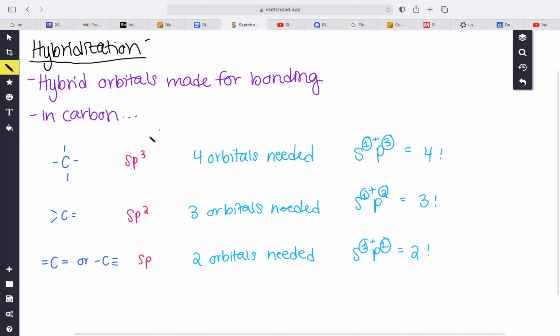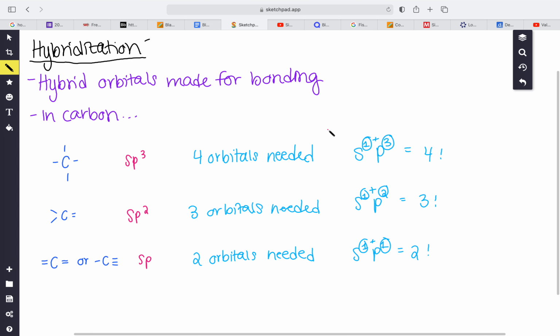So let's take a look at hybridization. As I said before, hybridization refers to hybrid orbitals made for bonding. In carbon, it seems a little bit difficult to get at first, but there's a really simple way to think about this. Once we draw our Lewis structure, if we have a carbon with 4 things around it, that means we're going to need 4 hybrid orbitals.